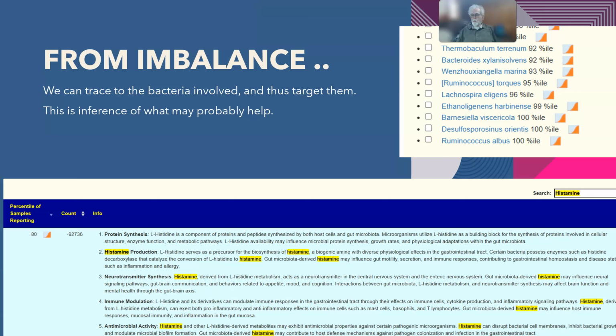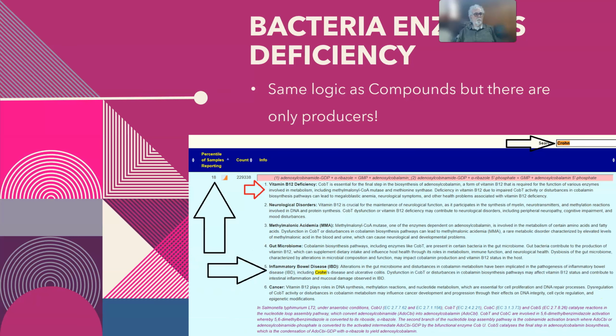So we now go on to bacteria enzyme deficiency. Basically, enzymes are not necessarily compounds produced, but they are helpers for digesting. People who take enzymes to help digest food will understand the concept. The enzymes aren't the food, but they help break down the food, help get the good stuff out of the food.